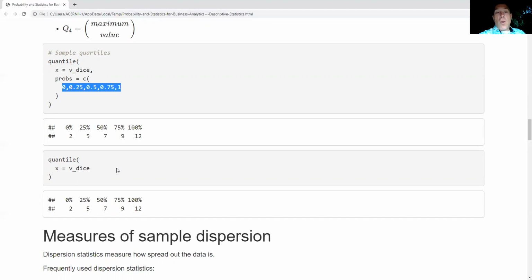You'll notice that in my code I have the probs parameter inside the quantile function. If I repeat this without specifying the probs, I get exactly the same values. These are so important that R just uses them as the default, because the programmers know those are probably the ones we actually want.